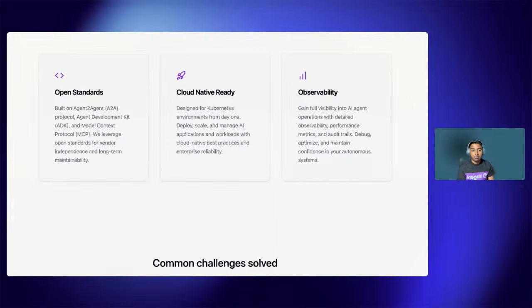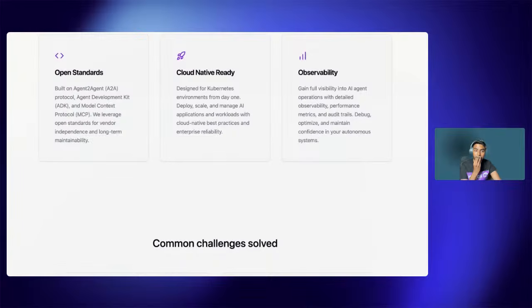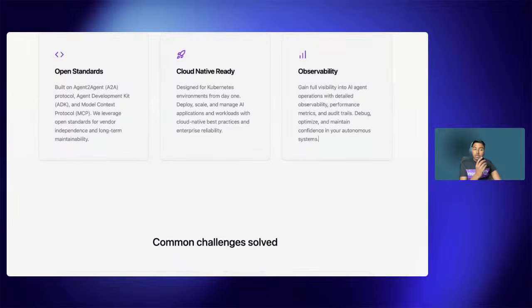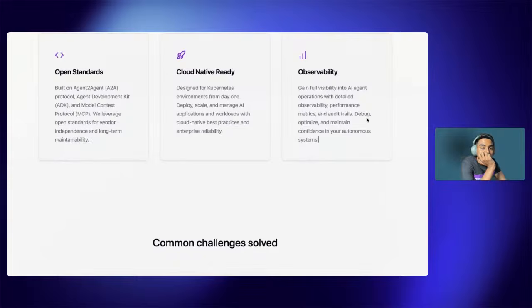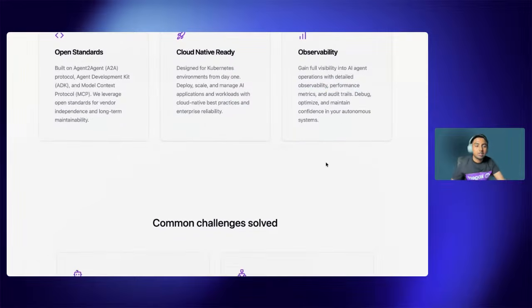And then we have observability. So what does it say? It says gain full visibility into AI agent operations with detailed observability, performance metrics, and audit trails. So it is saying that rather than just allowing the AI agent to do the stuff, we can actually see what the AI agent is doing and how it is doing it. We can monitor the performance and observability metrics, and we can also debug and optimize.